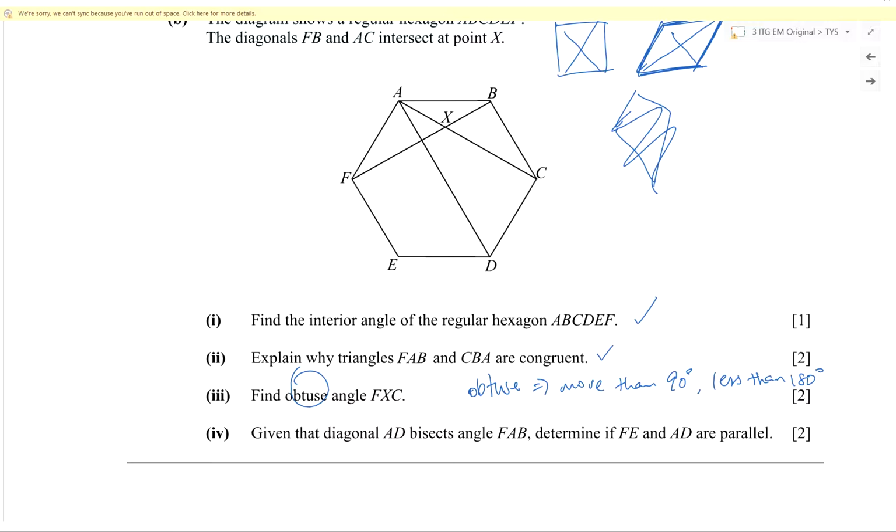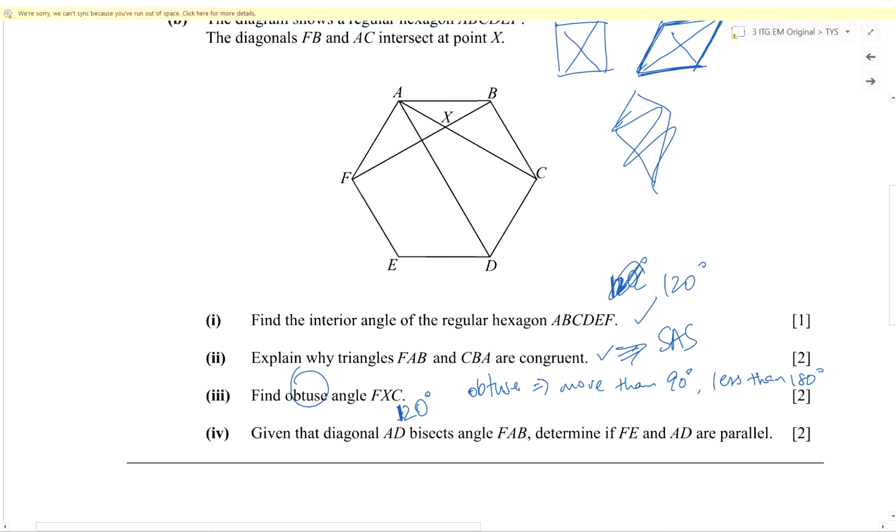Okay, part 4. Hang on. This is 120 degrees. Part 2, we should be using SAS congruency. Part 3, we again have 120 degrees. Now I need all of you to pay attention to the next part. Part 4. Oh, look up, look up.